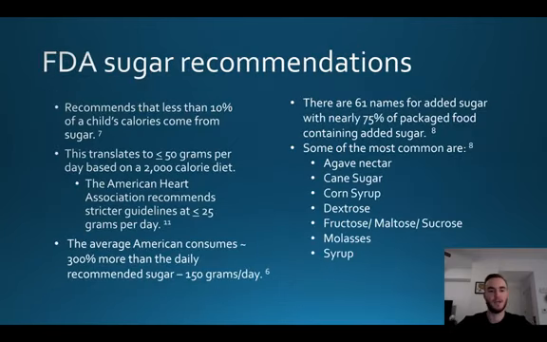The FDA recommends that less than 10% of a child's calories should come from sugar. What that means is if we're looking at our standard 2,000 calorie diet for each day, it translates to just under 50 grams of sugar per day. And again, that's the FDA's recommendation. However, the American Heart Association actually takes a stricter stance on sugar intake and says that children in this target population of 12 to 17 should be consuming less than 25 grams of sugar per day.